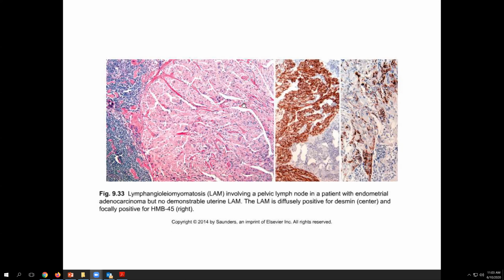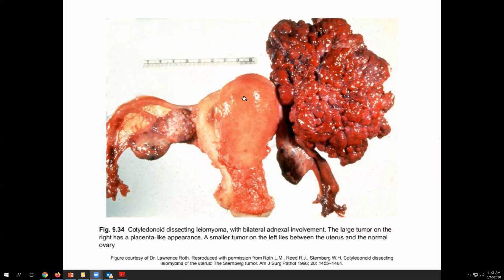So here's lymphangioleiomyomatosis involving a lymph node, small proliferation of smooth muscle cells, not mitotically active, but positive with desmin and present in locations where it does not normally occur. Here's the so-called cotyledonoid leiomyoma, or dissecting leiomyoma, with a very spongy appearance resembling placental cotyledons.